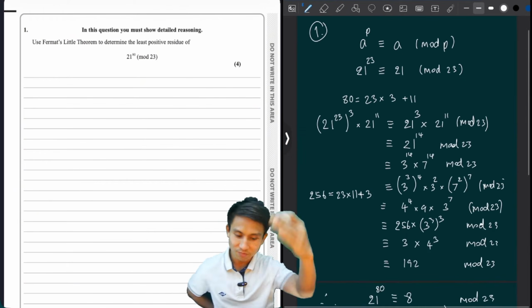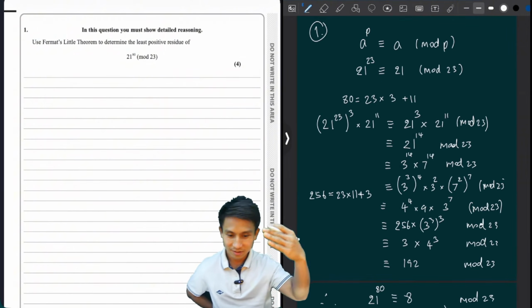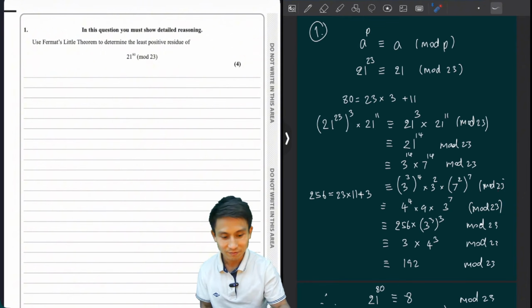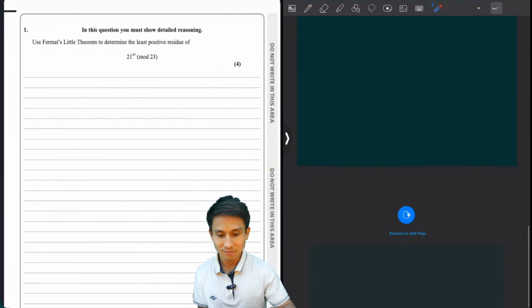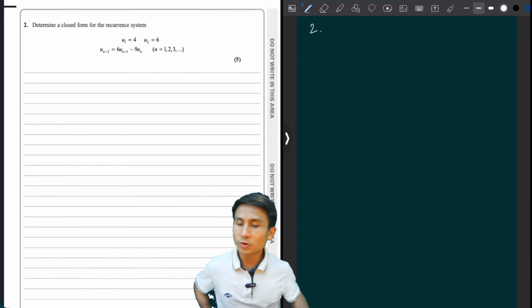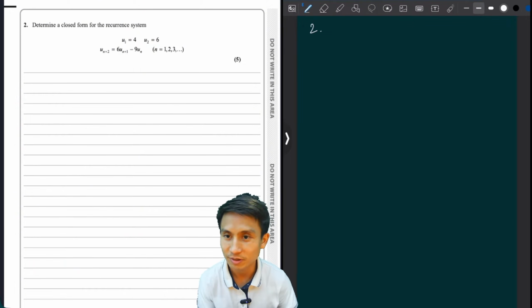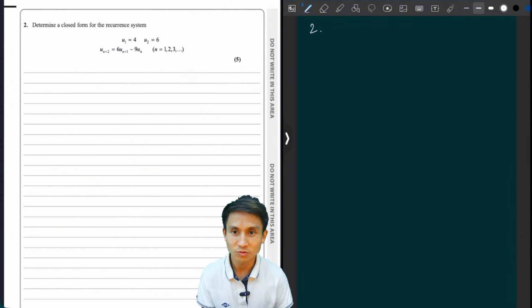So basically just keep going with the modular arithmetic rules. Similar to algebra, you just have to keep using this, right? Mod, yeah? So that's number 2 done. So what do we have here? Number 2, determine a closed form for the recurrent system u1 equals 4, u2 equals 6.